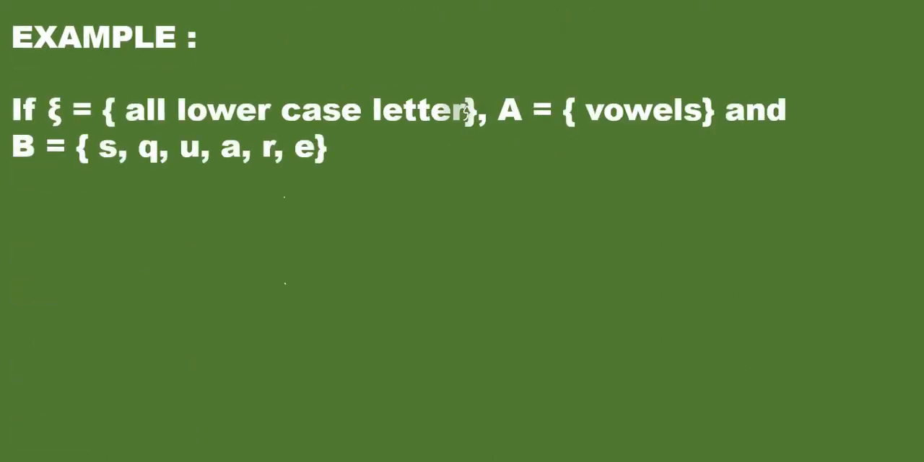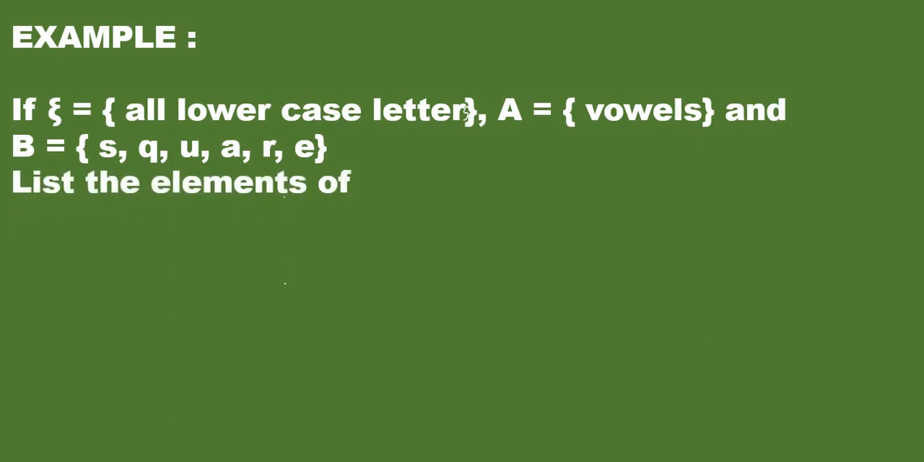Now let's look at this example. My universal set is a set of all lowercase letters, the English alphabets. Then set A is set of vowels, and then B we have the letters of square, S, Q, U, A, R, E. So let's look at the questions below.